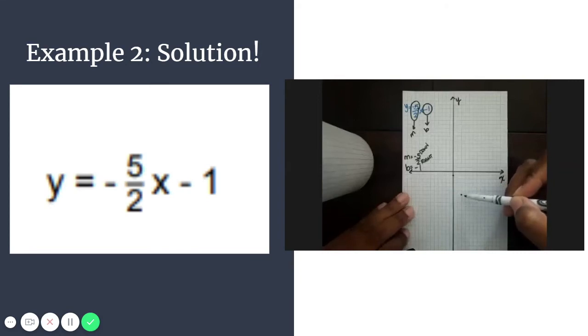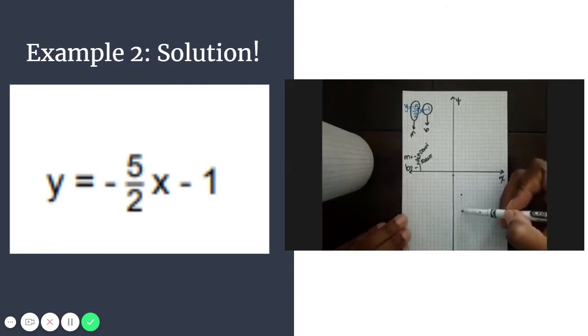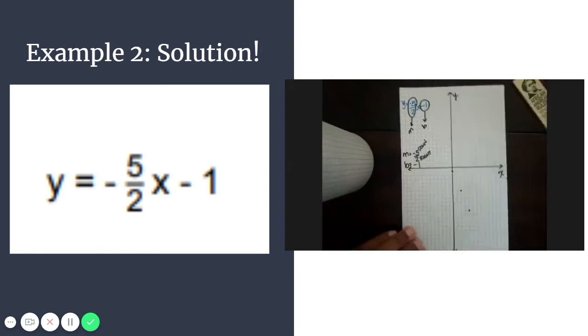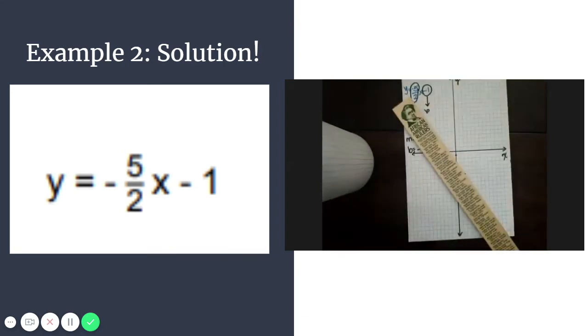I want a third point, so I'm going to continue with that same process from here, going down 5, right 2. 1, 2, 3, 4, 5, 1, 2. Remember, it should be like you're creating steps. So now that I have my 3 points plotted, notice they're already in a linear formation. I just want to take my straight edge and connect them.